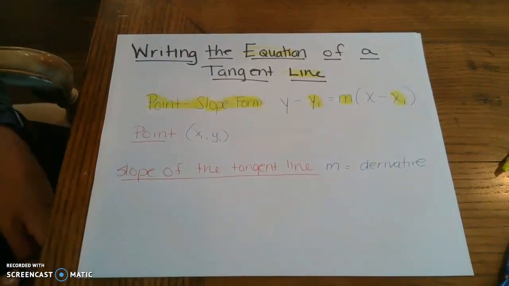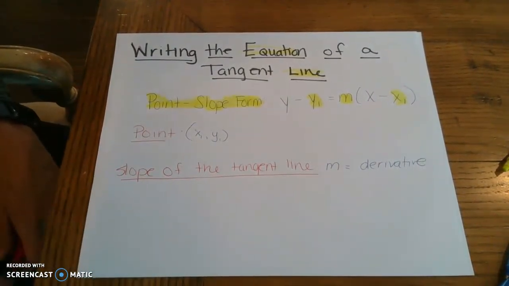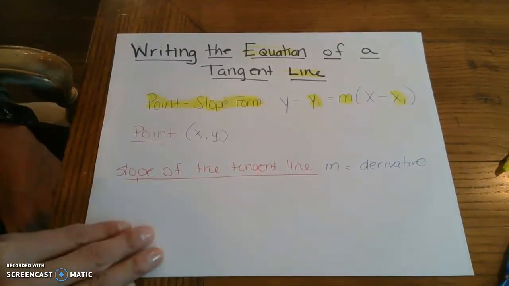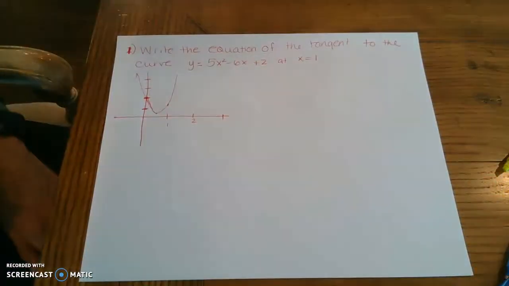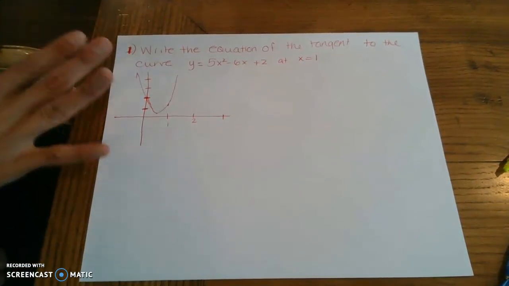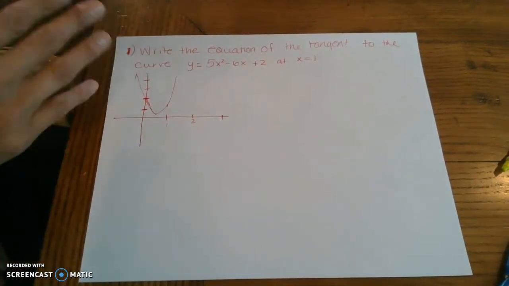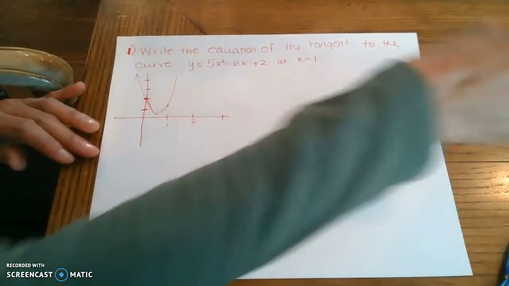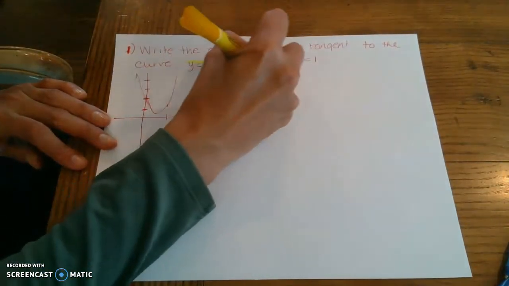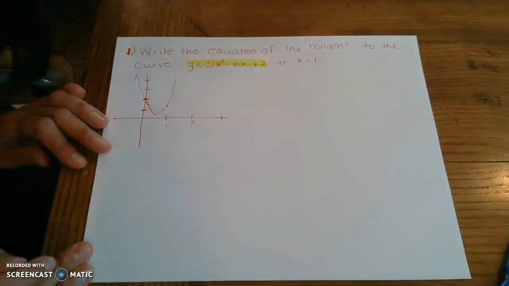Okay, so hopefully you printed out the worksheet that was posted online, or just jot down the 4 examples. I'm going to try to get through them all in this one video. So number 1, mine isn't the printed out version, I just wrote it, but yours is the same. It's the same exact problem. Write the equation of the tangent line to the curve y equals 5x squared plus 6x plus 2.